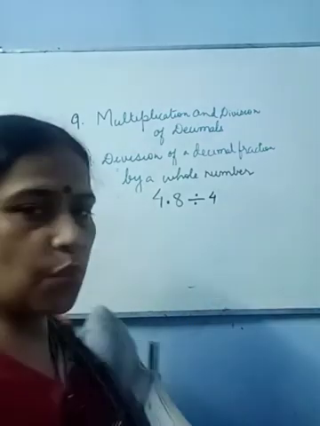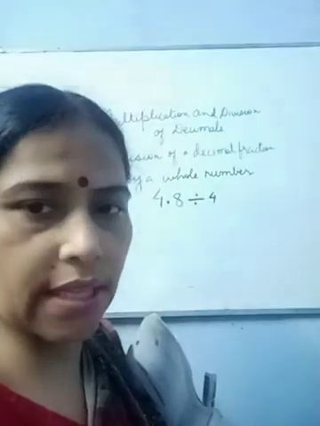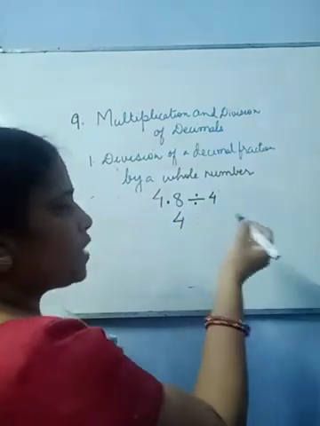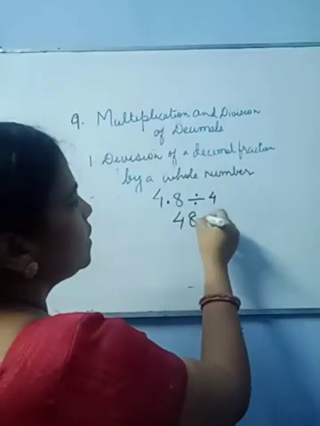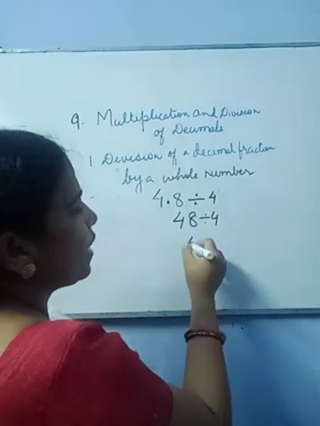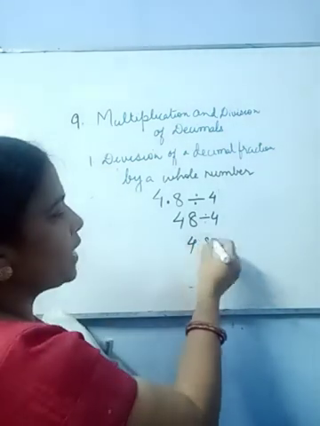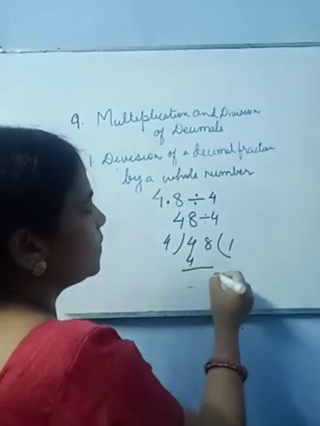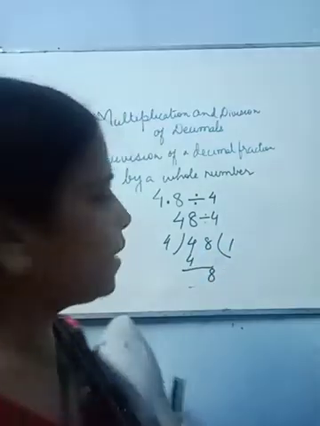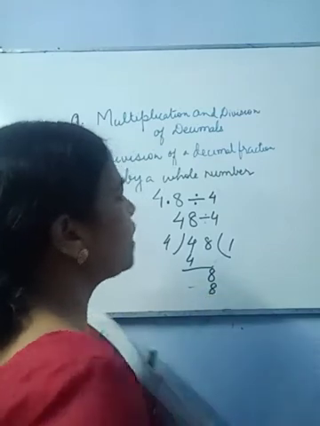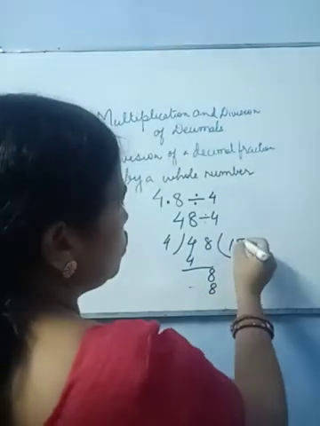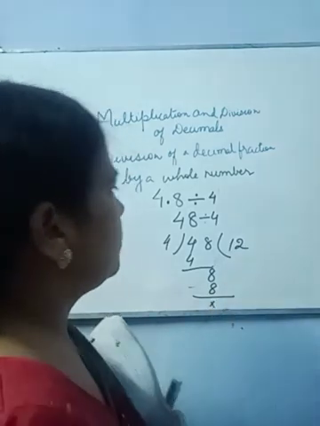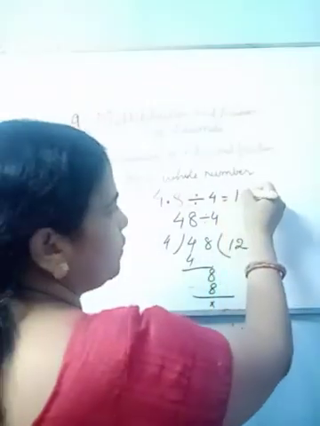First of all, as we do the division in the same way, we will write it as a whole number, 48 divided by 4. When we divide 48 by 4, what do we get? 4 ones are 4. Write 8 over here. Down we bring 4. How many times? 4 twos are 8. 2 times. Now this is 12. Now we are going to write here 12.